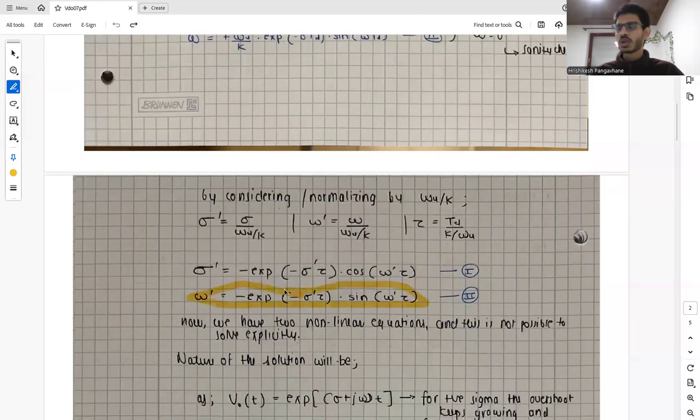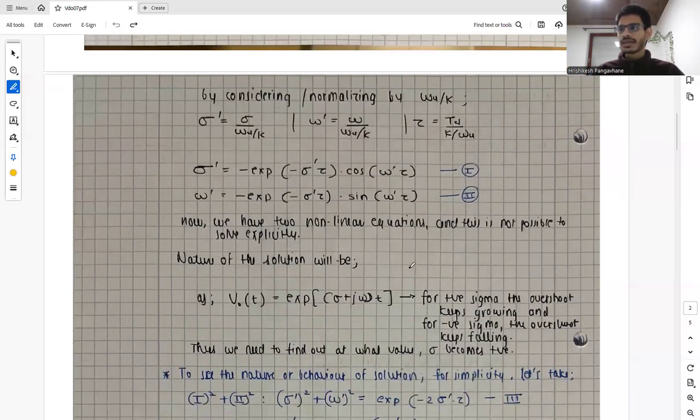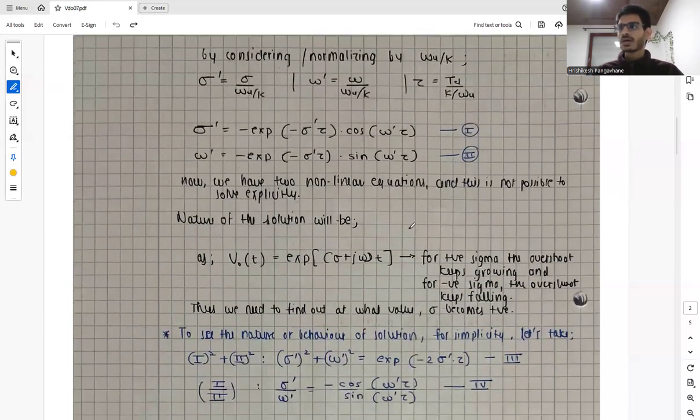So we have these two equations, and now we have two non-linear equations, and it is not possible to solve them explicitly. So we can analyze the nature of our solution, and by analyzing the nature of our solution, we can set up boundary conditions for the time delays. So let's see the nature of the solution.